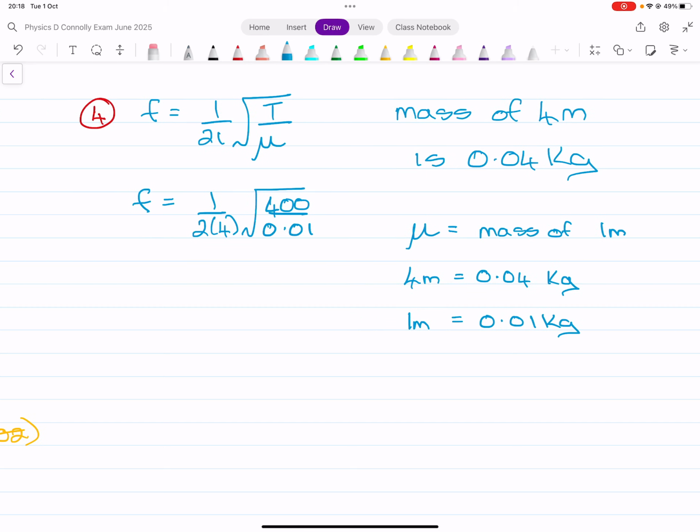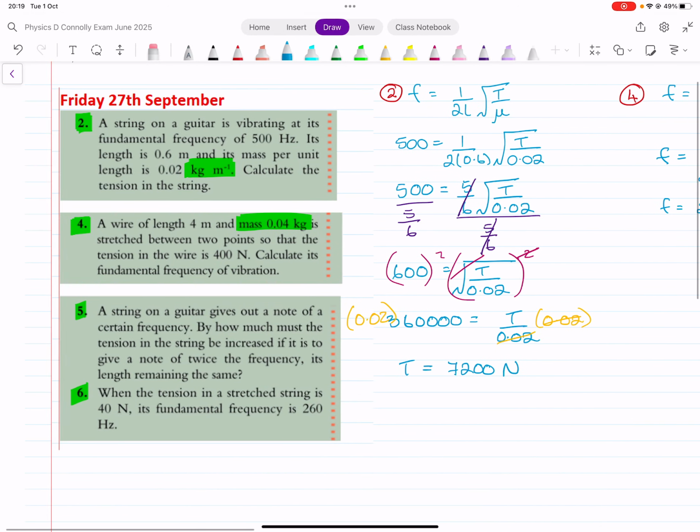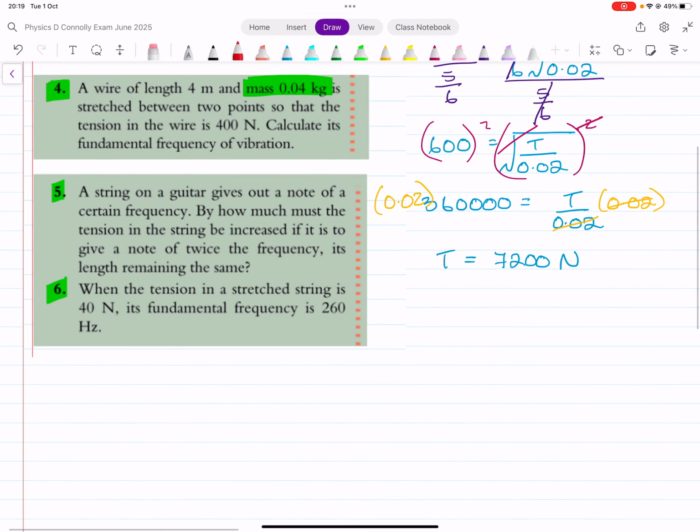Okay, so then we type that all in. There's no rearranging here, so it should be easy enough. 400 over 0.01 gives me a frequency of 25 hertz. So that's 2 and 4. Now question 5.